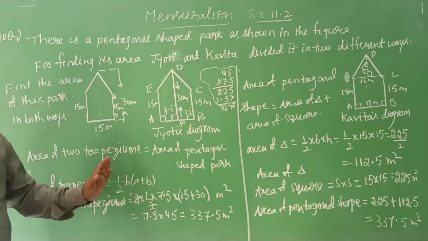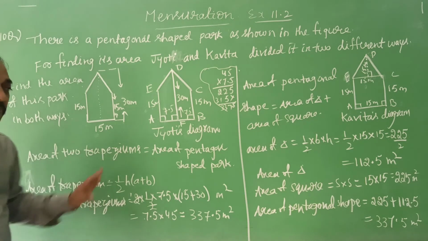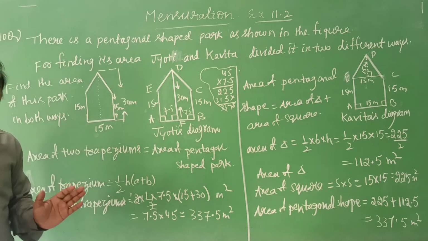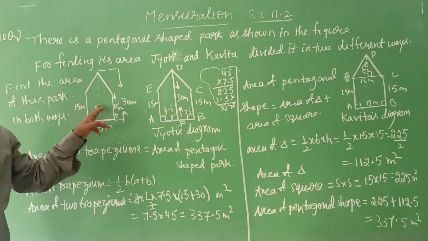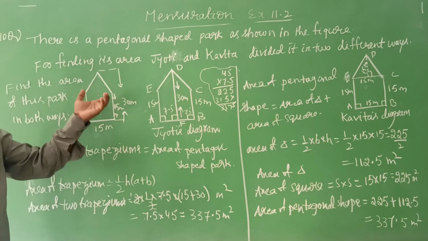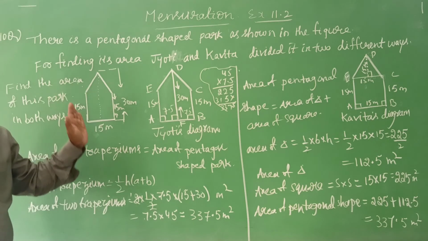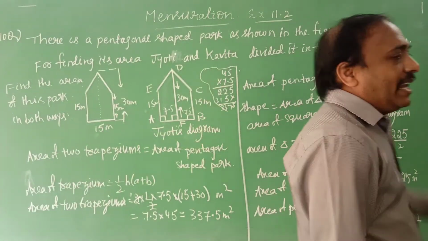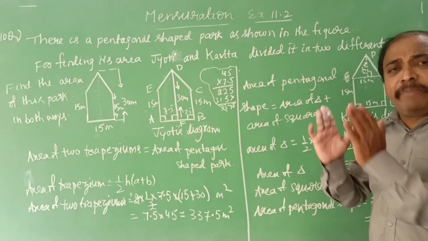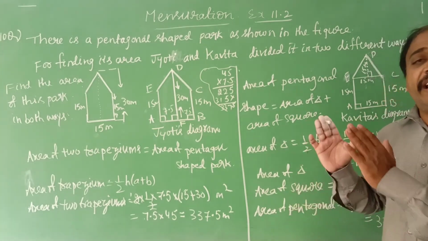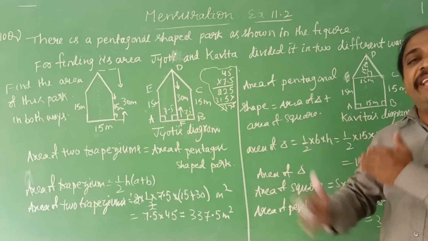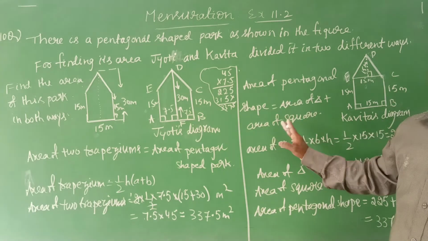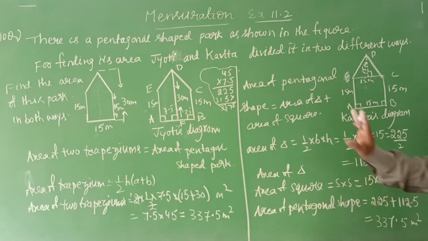So in both the places she obtained the same area. Sorry, not she, Kavita and Jyoti both got the same area because the shape is the same. We are not changing the shape, we are not changing the measures. Only the thing is we are dividing the given field into different types. Here two trapeziums, here one triangle and square. So area always remains the same for any shape. However you divide it, into however many sub figures, area remains the same. So they both prove that area remains the same.